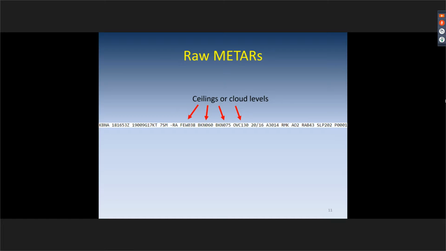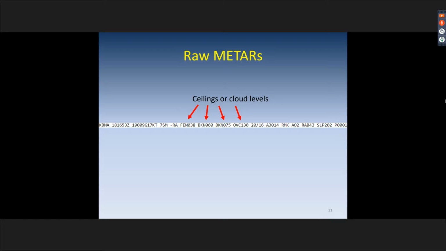So in this particular example, there's 4 ceilings or cloud levels. Some airports have slightly different equipment from others. Out at the Nashville airport, they actually have the ability to detect 5 cloud levels.